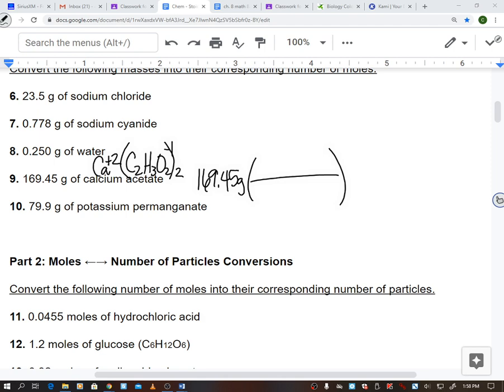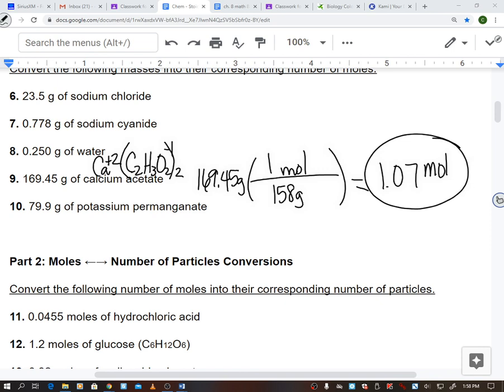I've got calcium, which is 40. I've got carbon, but there are 4 carbons, and they each weigh 12. I have 6 hydrogens that each weigh 1, and I have 4 oxygens that each weigh 16. When you add all that up together, it is 158 grams. If you have been struggling with getting the right weights, masses down, practice that. Make sure you're doing the same thing I am. When you divide those two numbers, it is 1.07 moles of calcium acetate.